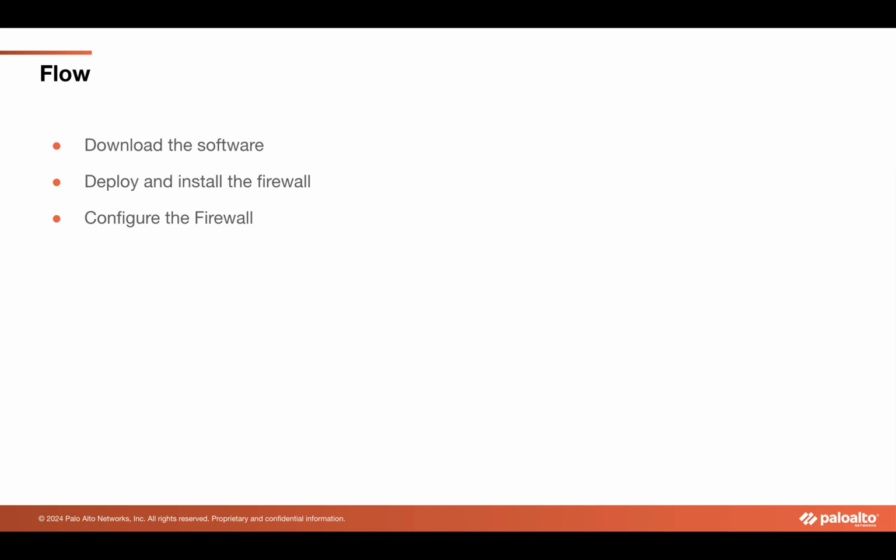First, you will need the right image file which needs to be used for deployment. Secondly, installation on the ESXi environment. And finally, once the installation completes, configuration on the firewall. So let's get started. First, we will download the image.